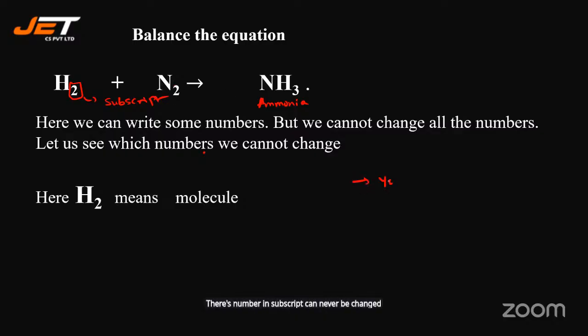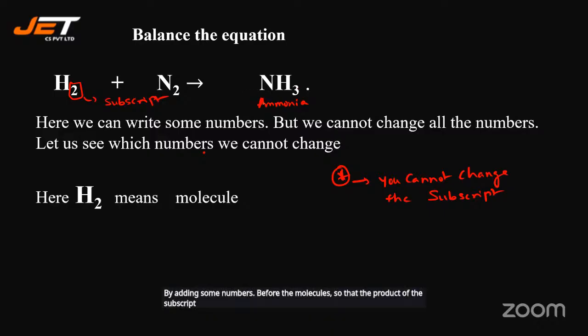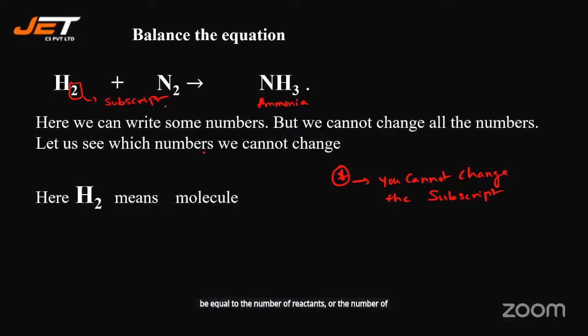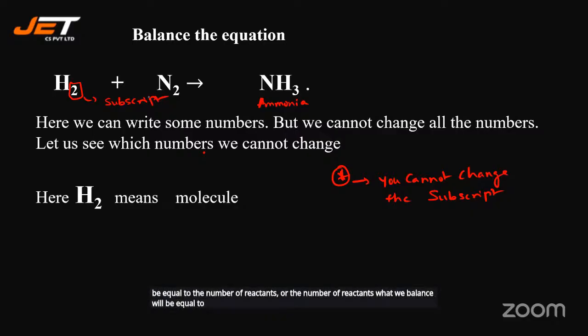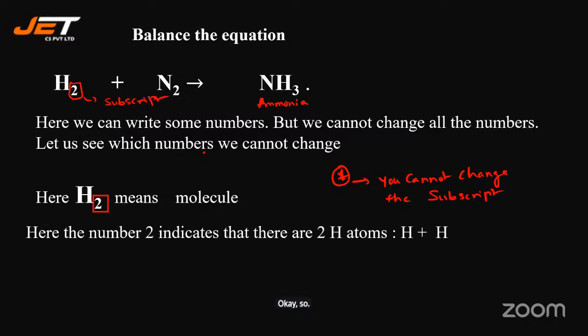So you cannot change the subscript. This is one of the important rules while doing balancing equations. So whatever balancing you do should be done by adding some numbers before the molecules, so that the product of the subscript and the number will altogether be equal, so the number of atoms in the reactants we balance will be equal to the number of atoms in the products. Okay, so ఇది ఎలా వర్కౌట్ చేస్తాం అనేది ఫర్దర్ చూద్దాం.